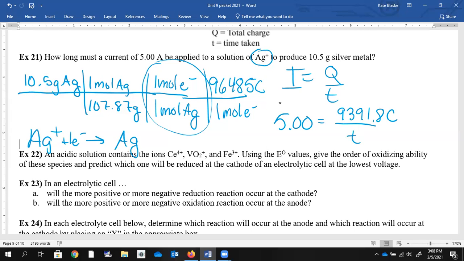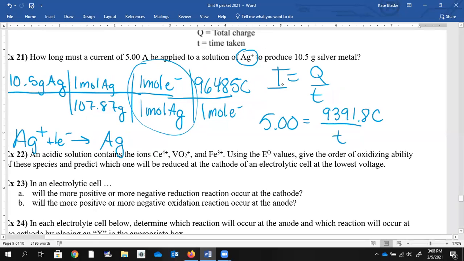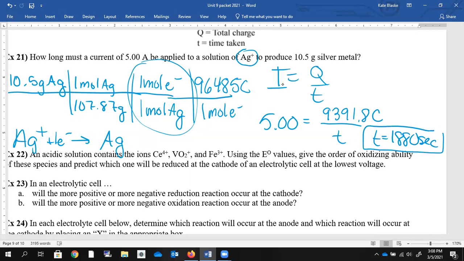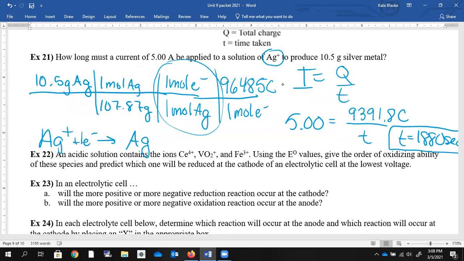Do some algebra, solve for T. I get that my time is going to be 1,880 seconds to make this reaction happen. Right? So there's really only 2 ways that this question can ever show up. It can either say, how long or what amperage do you need to be able to make this happen from this to make this mass of chemical?